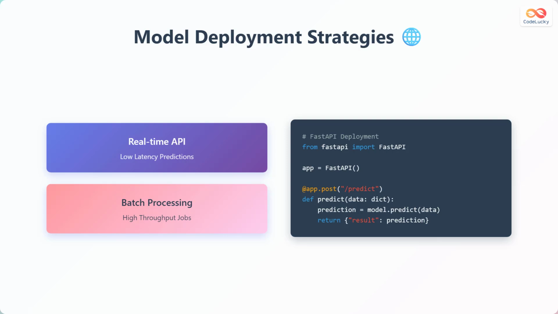There are various strategies for deploying machine learning models. The real-time API deployment offers low latency predictions. Another is the batch processing deployment that provides high throughput jobs.